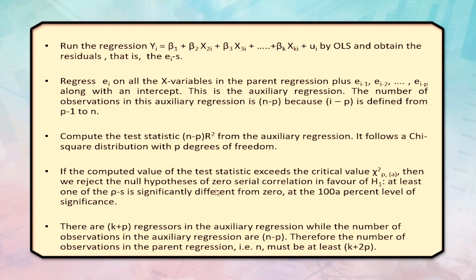One thing has to be kept in mind: since there are k plus p regressors in the equation, that is, beta 1, then x2 up to xk and ei-1 right up to ei-p, there are k plus p regressors and the number of observations is n minus p. So, n minus p must be at least equal to k plus p, which requires that n must be at least equal to k plus 2p.